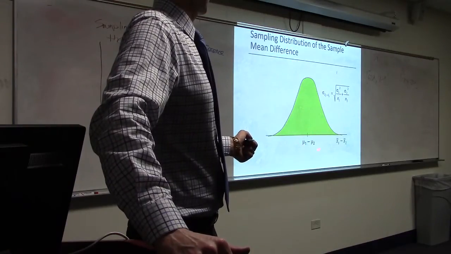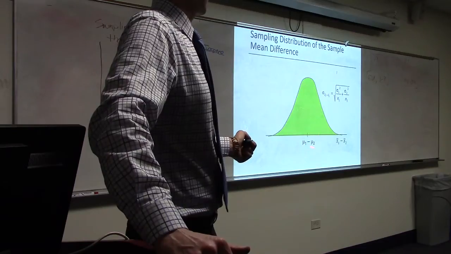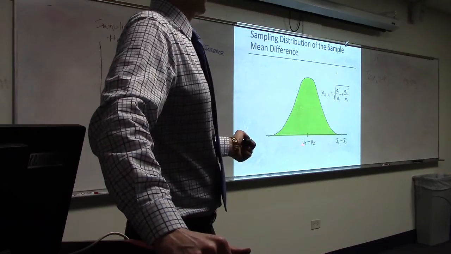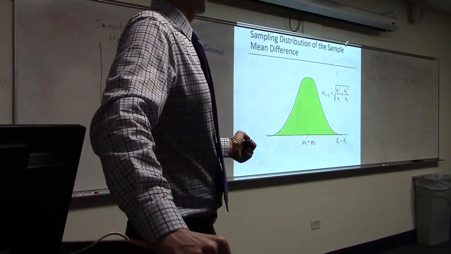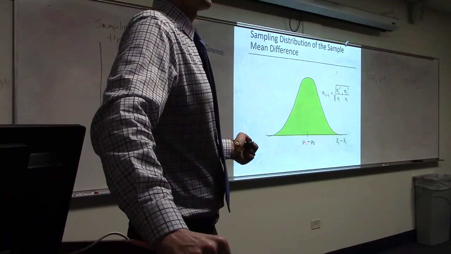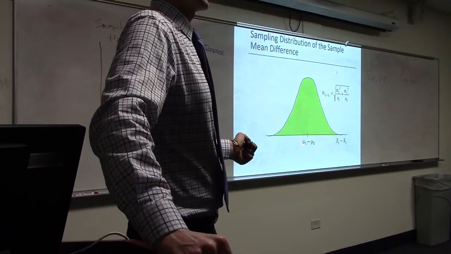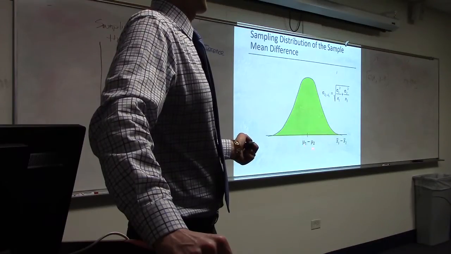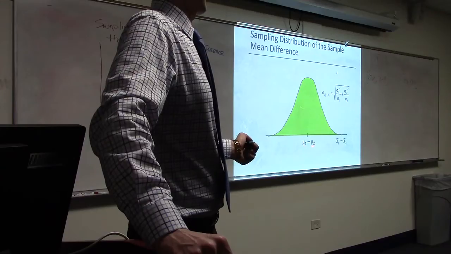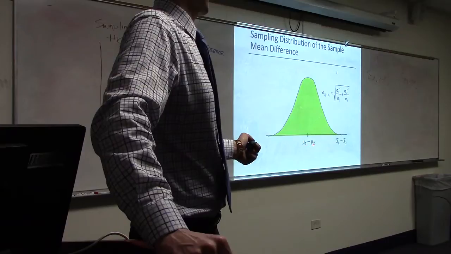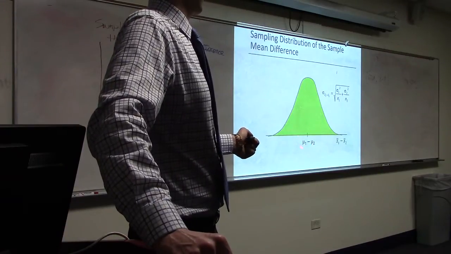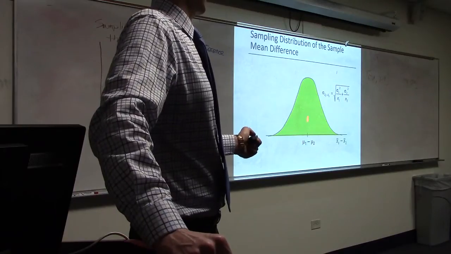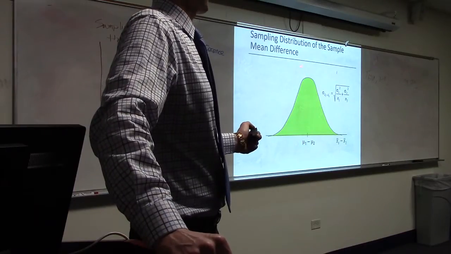Now, the mean of this distribution is what? Tell me what those symbols mean and why that's the mean of this sampling distribution. What's the average of population 1 minus the average of population 2? Yeah, and that can be summarized with the term mean difference. So this is the true population mean difference, and it is going to be the center point of this sampling distribution of the sample mean difference.